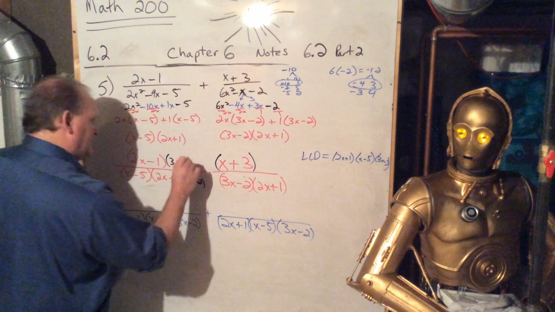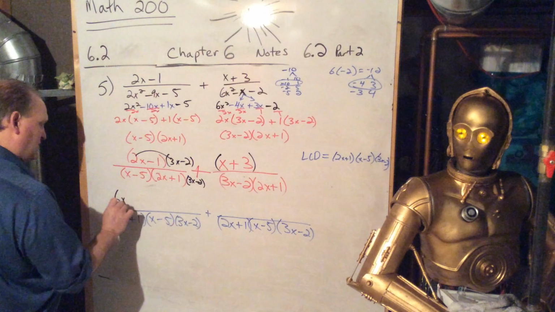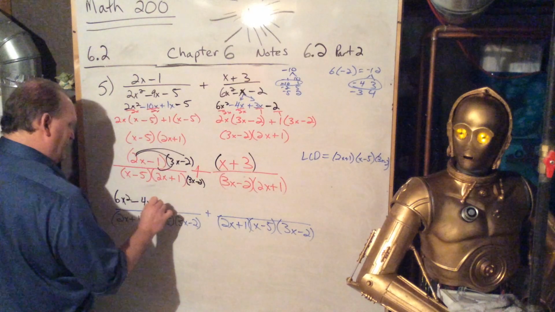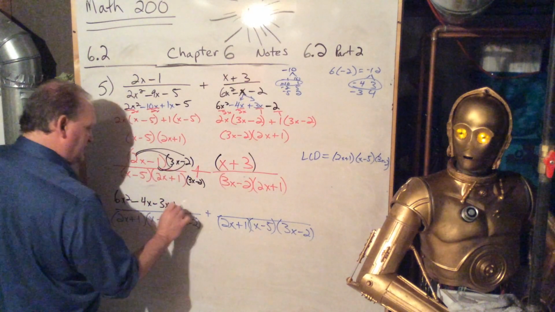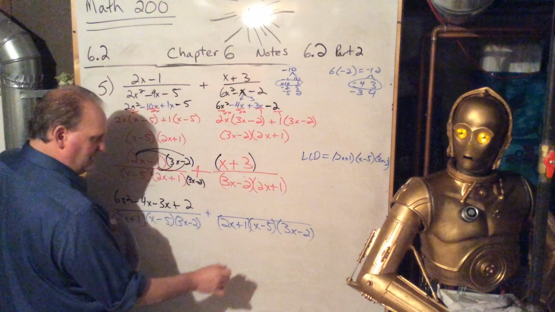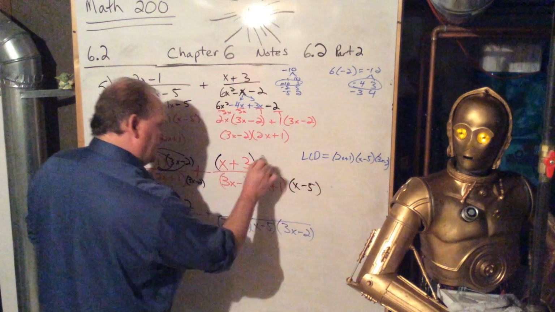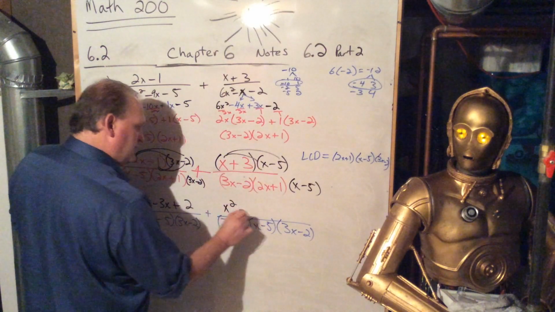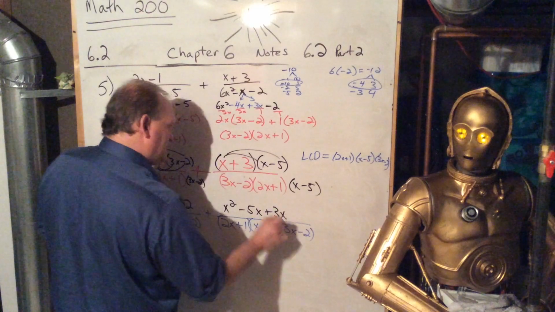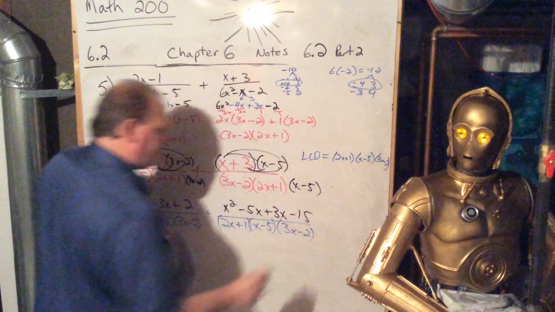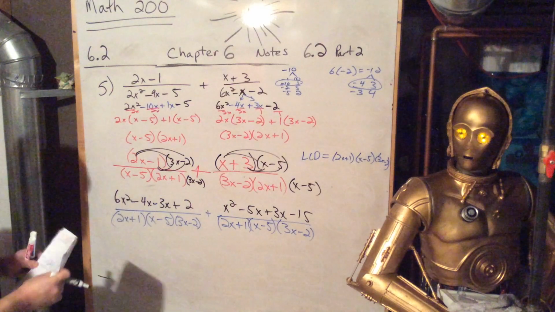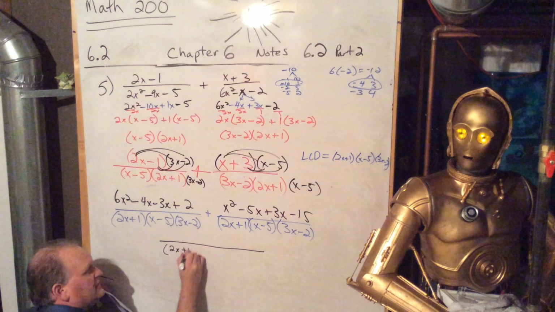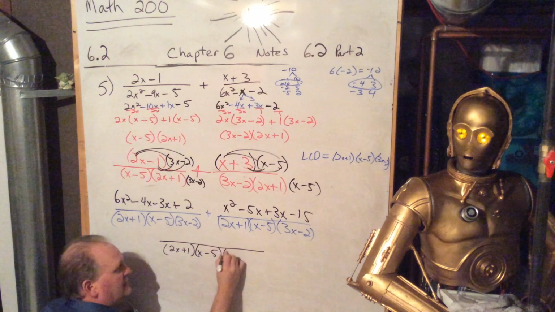And so now that is going to be 6x squared minus 4x minus 3x plus 2. This one, what's missing? We're missing an x minus 5. So x squared minus 5x plus 3x minus 15. We add up those like terms on the top, and hopefully we won't be able to factor anything else.